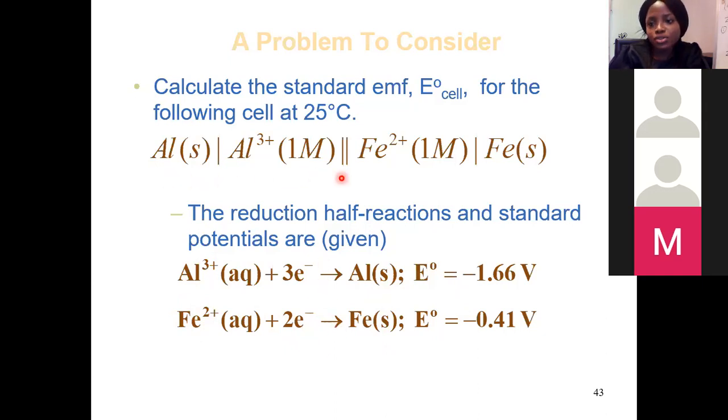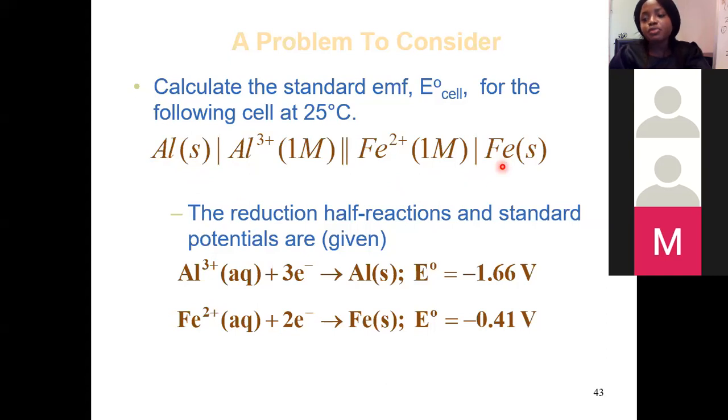But from the cell notation, you can tell which is the oxidation and which is the reduction. From the cell notation, you know that your anode comes first and oxidation takes place in the anode. After this double slash, which is the salt bridge, is your cathode, which is reduction. You can also see it from the species that is coming first. Here you have aluminum, which is in the 0 state, going to +3, that is oxidation. And here you have Fe2+ going to Fe, which is in 0 state. So it means this is reduction.